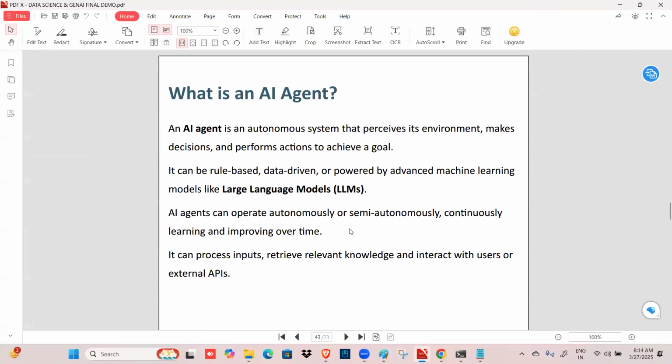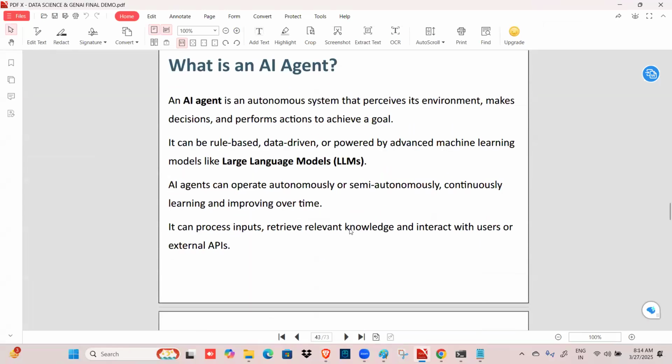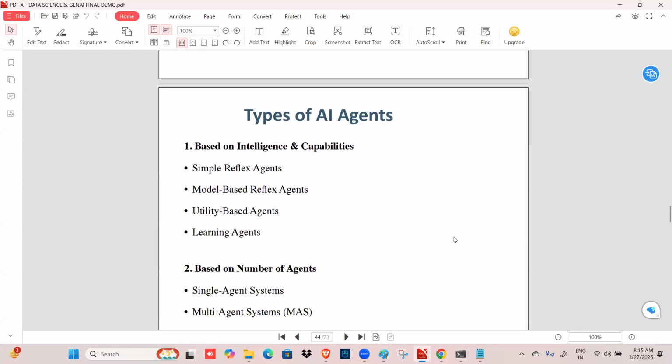And what is an AI agent? An AI agent is an autonomous system that gives knowledge. Based on its environment, it makes decisions and performs actions to achieve goals. Again, it can be rule-based, data-driven, or powered by advanced machine learning models like LLMs. An AI agent can operate autonomously or semi-autonomously, continuously learning and improving over time, just like a RAG. And yes, RAG is also one of the AI agents. It can process inputs, retrieve relevant knowledge, and interact with users or external APIs.